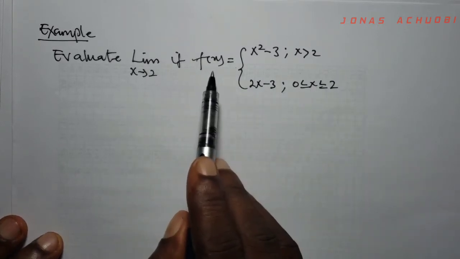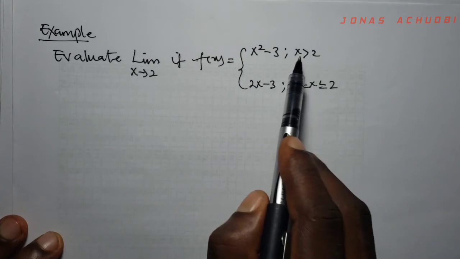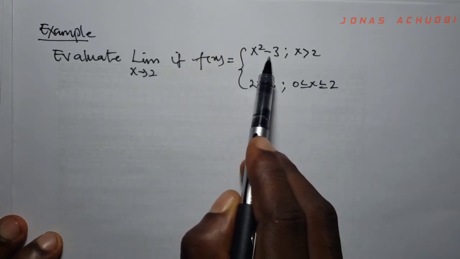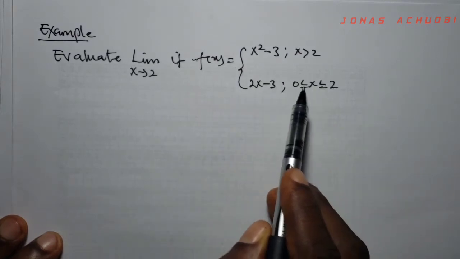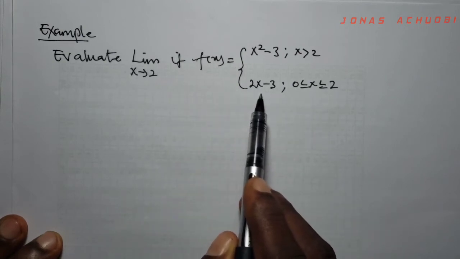This function f(x) is defined in a piecewise manner, in the sense that when x is greater than 2, the function is defined as this. And when x is less than or equal to 2 and greater than or equal to 0, the function f(x) is defined as 2x - 3.